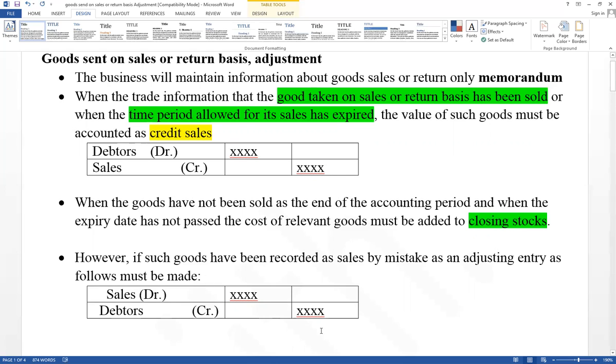Very important adjustment. If it is given in any organization, it may be a sole proprietorship, partnership or company, this adjustment should be done from the beginning. Reason: it affects debtors, sales as well as inventory.